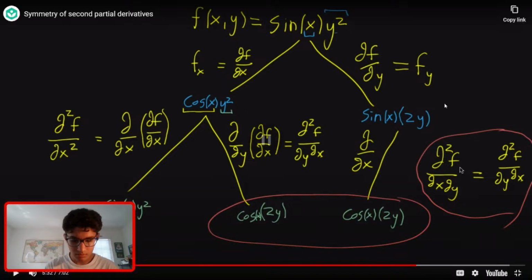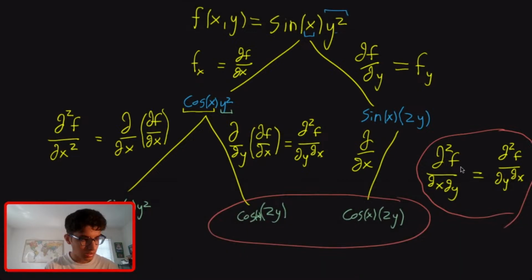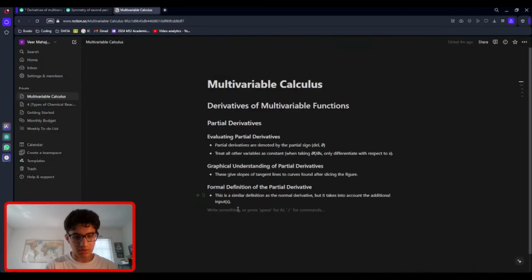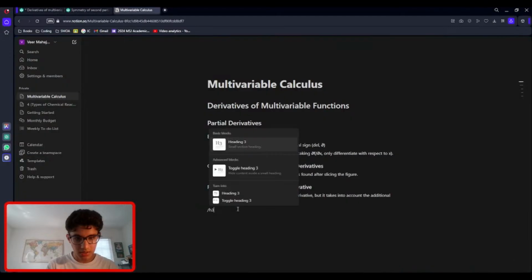Not all functions. There's actually a certain criterion. There's a special theorem. It's called Schwarz's theorem. Okay, let's write that down and let's actually create a new header for this. I forgot to do that. So heading 3, what is this?